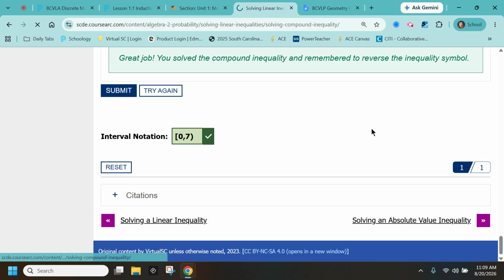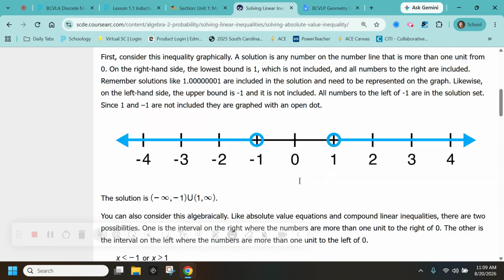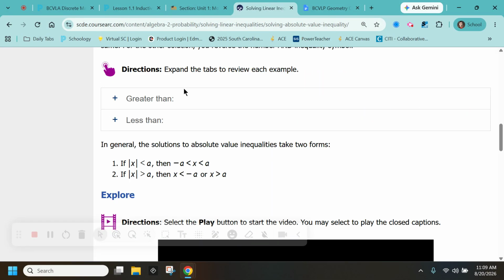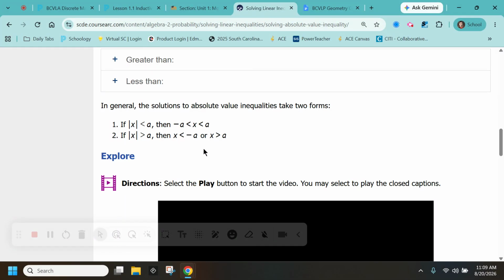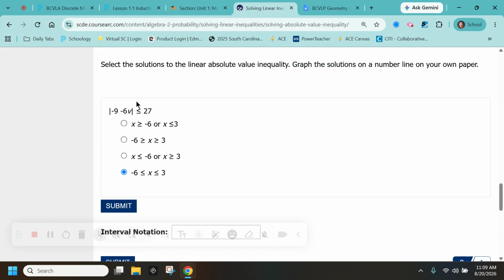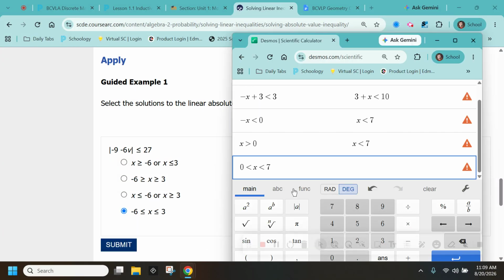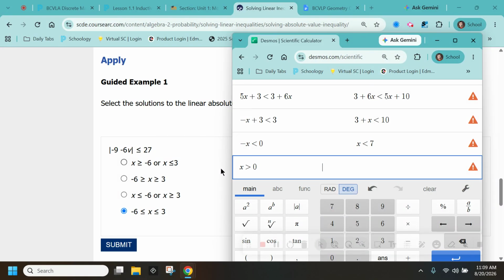Moving on to solving an absolute value inequality. Again, read through those, greater than, less than. If you know your rules, great. I'm going to jump to this guided example 1. Let me see if I can set this up correctly. There's lots of spaces here.